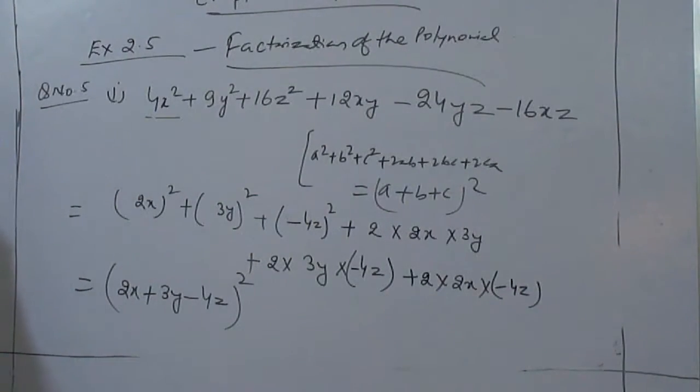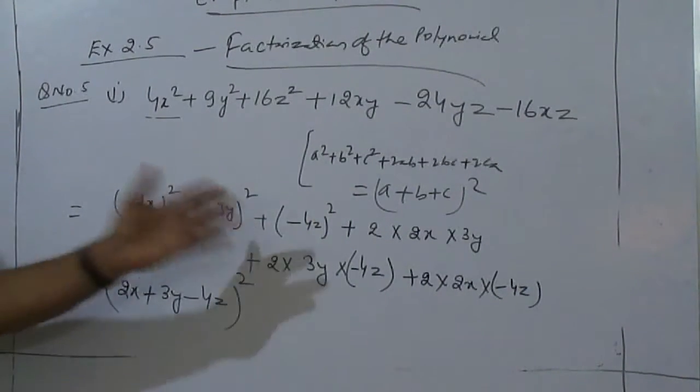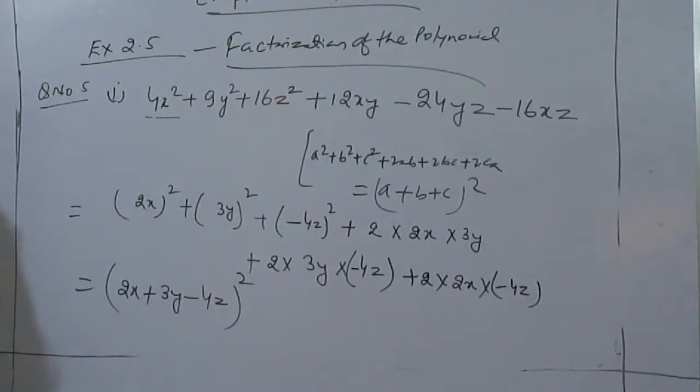This is the factorization. So in this type of question, where all are plus, that much problem is not there. But when minus is there, very carefully you have to find out which term will become minus. Okay? So just note it down. Same way we will solve the second one also.